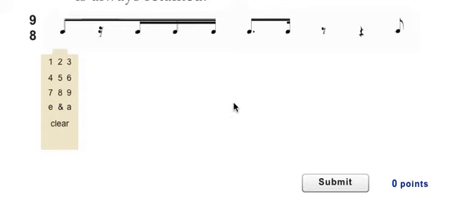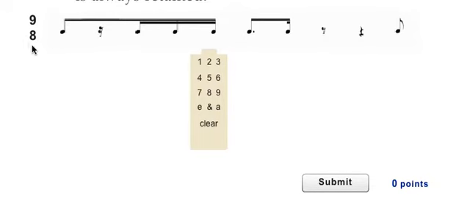In this compound meter example, we have some rests. We also have a meter that is 9/8 and has 3 beats. We know it has 3 beats because 9 divided by 3 equals 3. That's telling us there are 3 beats.